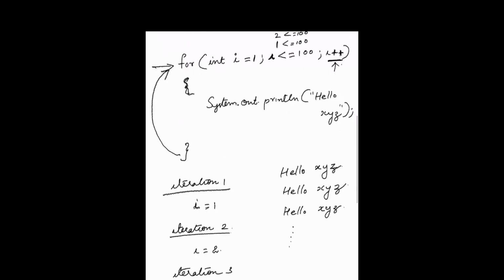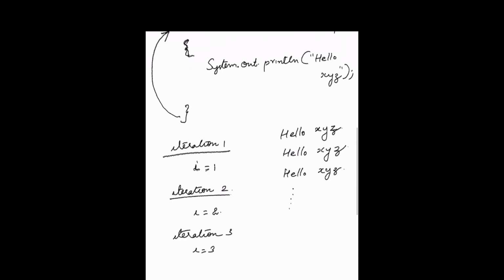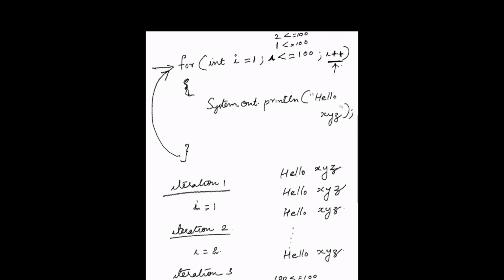100 times it will print. And after the 100th time, assume that the value of i is 100 now. When the value of i is 100, the condition would be 100 less than or equal to 100. 100 less than or equal to 100 is true, right? It is true. So again, it will print hello XYZ. So 100 times hello XYZ gets printed. Then again, it will go back. Now the value of i becomes 101. After 100 iterations, in the 101st iteration, the value of i becomes 101.